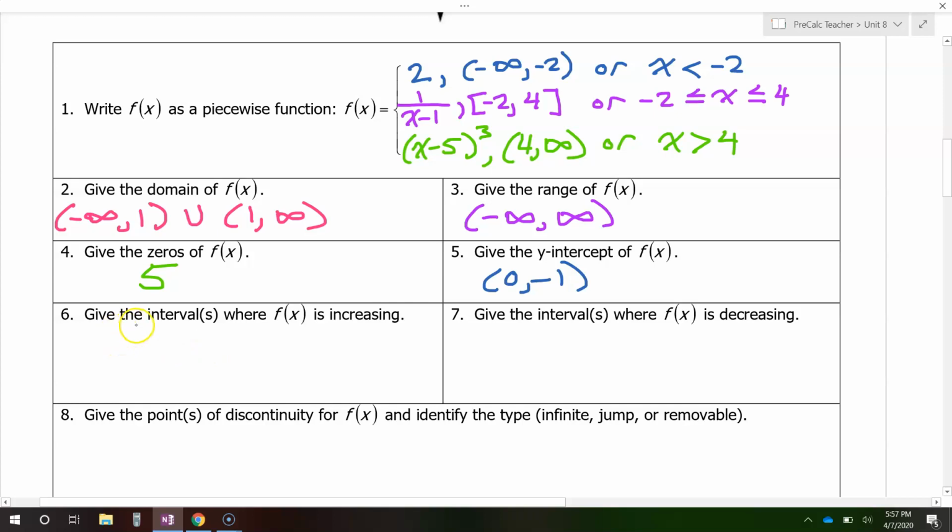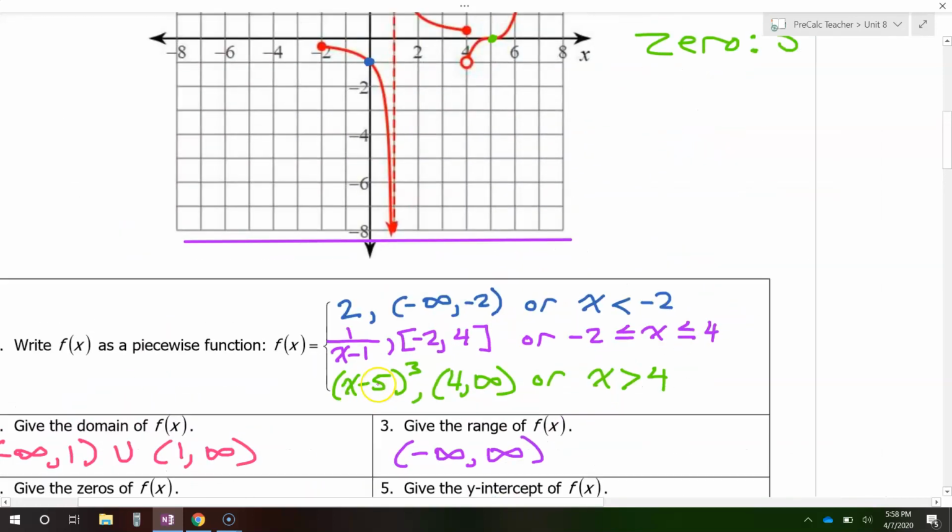Okay, now it's time to talk about intervals of increasing and intervals of decreasing. Here's what I need to emphasize to you before we do this. Intervals of increasing and decreasing are always x values, like domain. So whatever I'm going to put down here, I'm only talking about x values, people. Only x values.